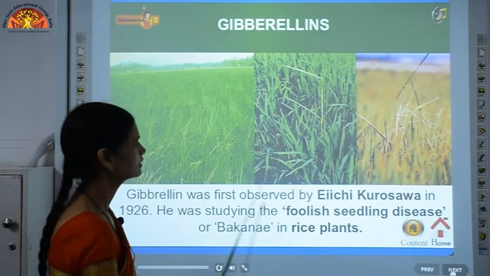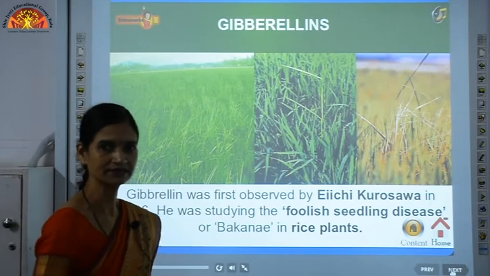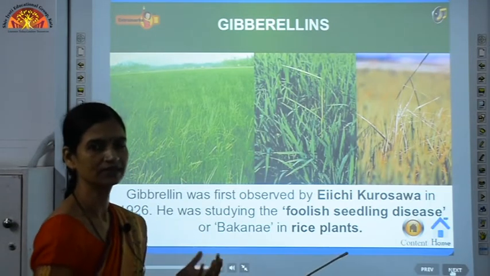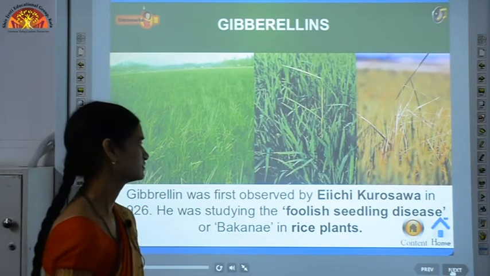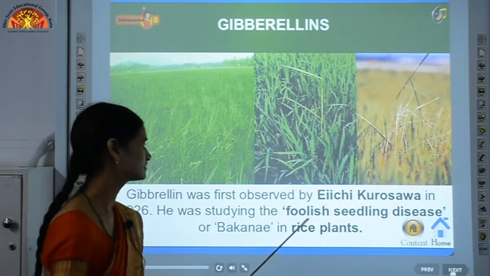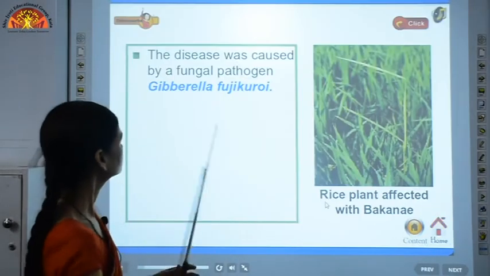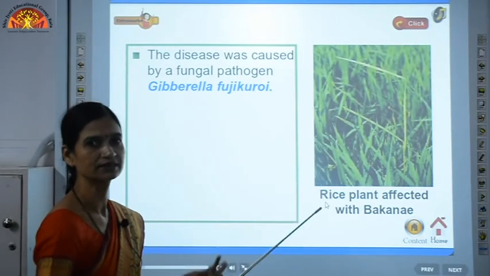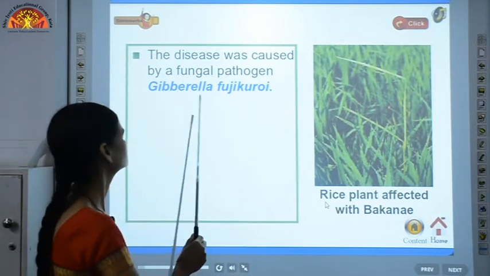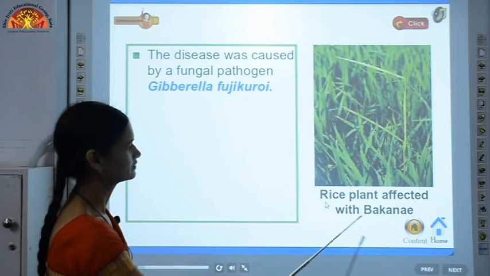He saw some of the plants of this rice were increasing in height, बस लेकिन height में तो बहुत increase हो रहे थे, but they were not having seeds inside them. So that's why this disease is called foolish seedling disease. So he was observing this disease in rice plants. Then what happened? He came to know that this disease was caused due to one fungus which is known as Gibberella fujikuroi. So the rice plant affected with Bakanae.